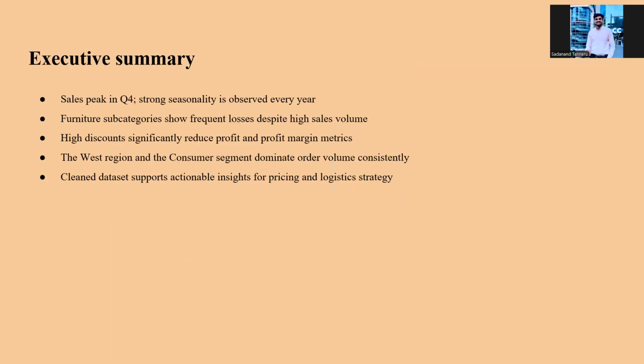So, the executive summary: strong seasonality is observed every year with sales peaking, and the furniture subcategory shows frequent losses despite high sales volume, and high discounts significantly reduce profit and profit margin metrics. The West region and the consumer segment dominate order volume consistently, and a cleaned dataset supports actionable insights for pricing and logistics strategy.